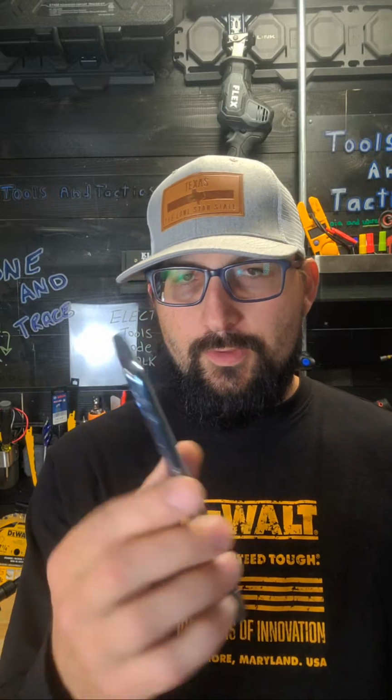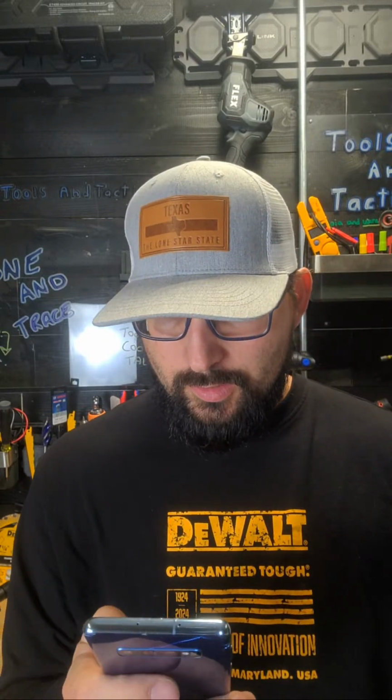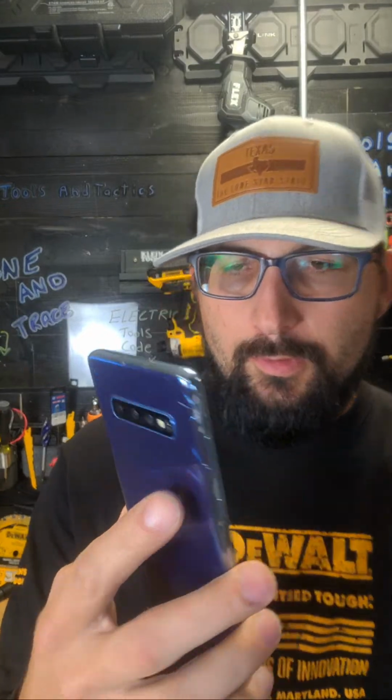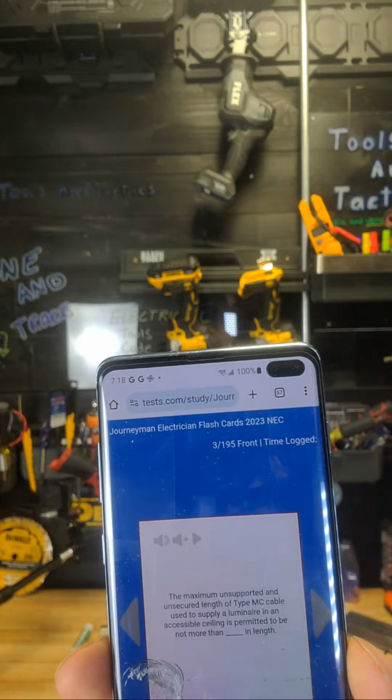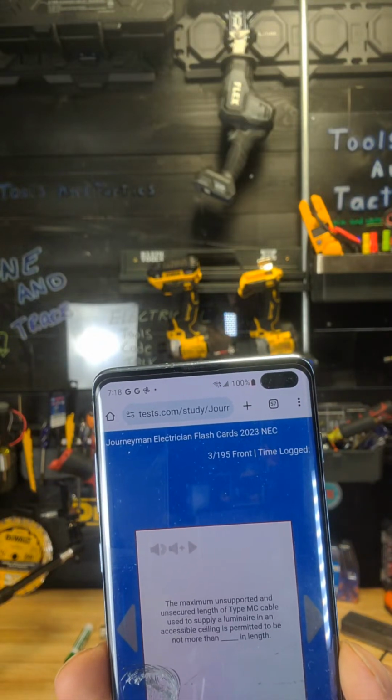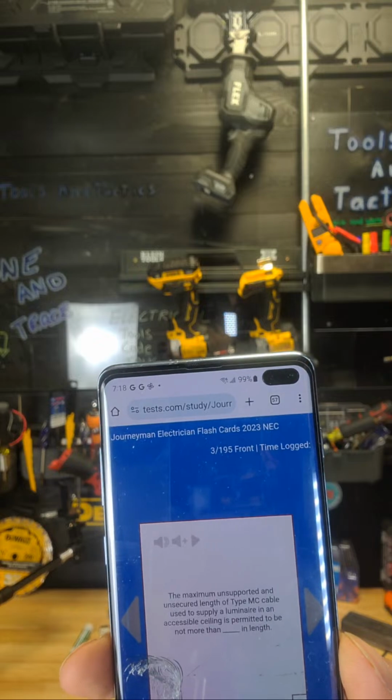Alright, so we are going to go to the Journeyman Electrician Flashcards, the 2023 NEC here. Now, I've got a 20 here, but that's okay. First question, let's see here. The maximum unsupported unsecured length of type MC cable used to supply a luminaire in an accessible ceiling is permitted to be not more than blank in length.